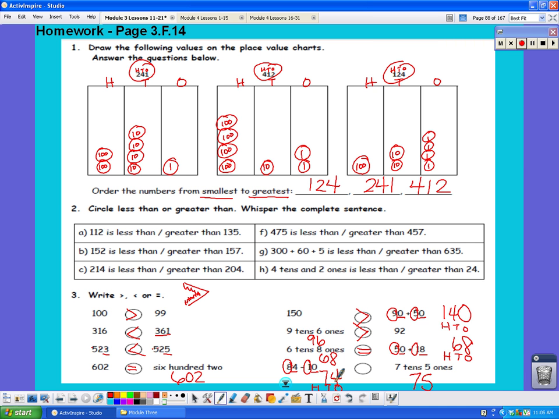Remember, you want the alligator mouth to be open towards the larger number, the number worth the largest value. So it's going to face the 75 because it is worth the most. 74 is less than 75, or you can say 84 take away 10 is less than 7 tens, 5 ones.